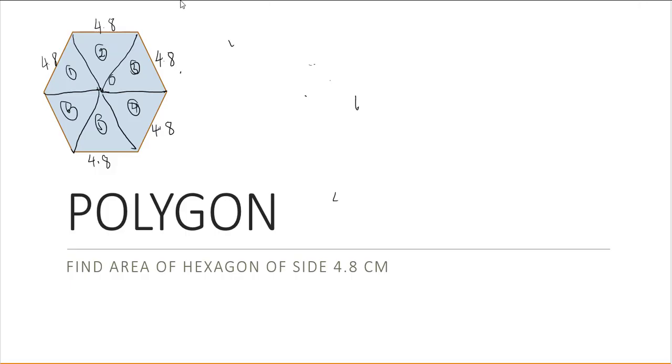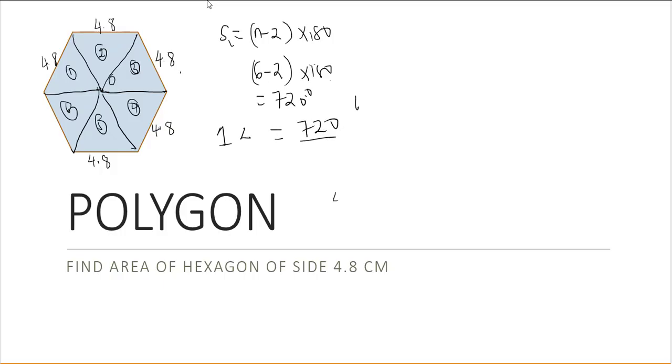What we need to do first is get the size of each interior angle of the polygon, because the sum of all the angles is given by n minus 2 multiplied by 180, where n is the number of sides of the polygon. So a hexagon has 6 sides, so we get 6 minus 2 multiplied by 180. This is going to give us 720 degrees. So to get the size of one angle, it is 720 divided by 6, which is equivalent to 120 degrees.